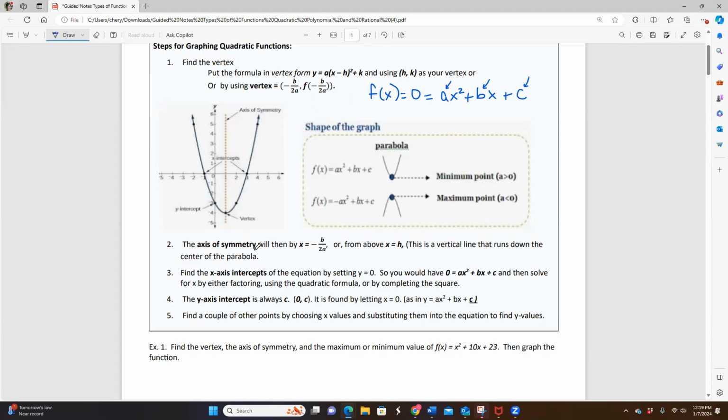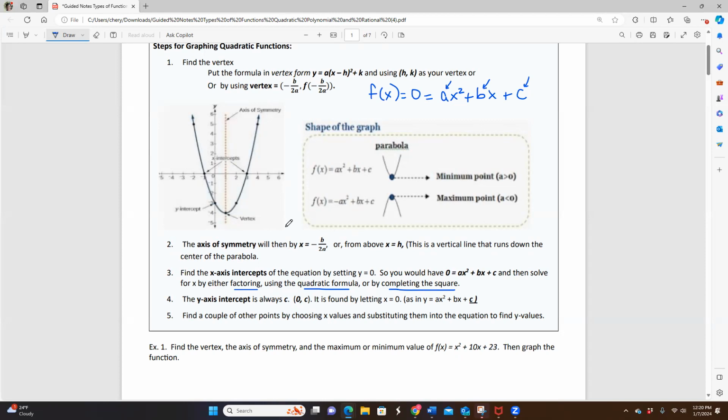To find the axis of symmetry, it's simply x equals whatever that x coordinate was, or x equals h. Your axis of symmetry is a line. So when you find that value, you're going to write x equals that to indicate it's a vertical line. Then to find the x-axis intercepts, you set the equation equal to 0 and solve by either factoring, the quadratic formula, or completing the square, and that will give you your x-intercepts for the quadratic function.